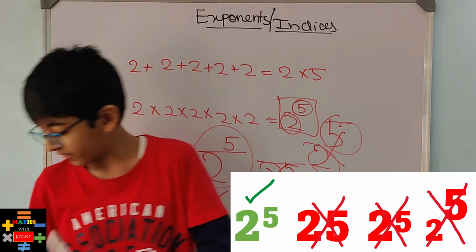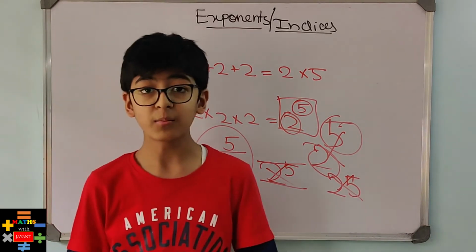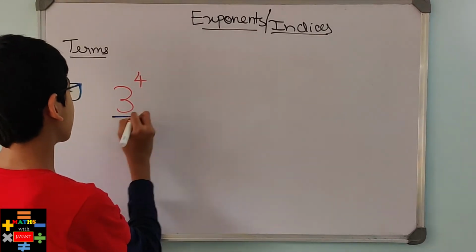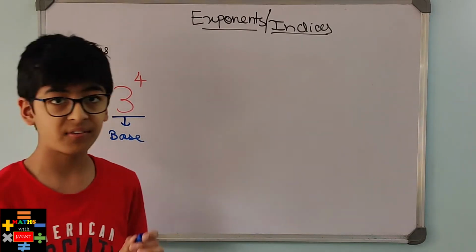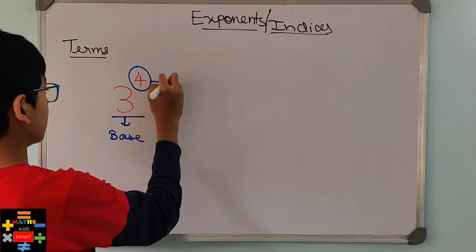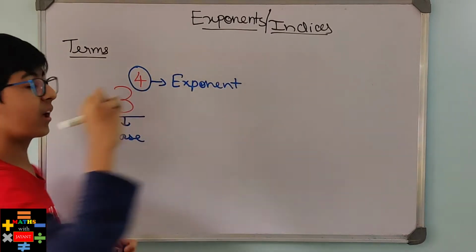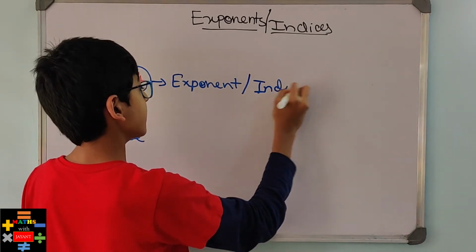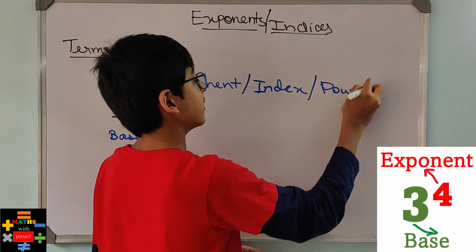Now let us discuss the terms of an exponent. This is called the base. The number that is being multiplied is called the base. And the number that tells how many times the base is being multiplied is called the exponent. This number is also called the index, and it is also called the power. So we have 3 names for this.